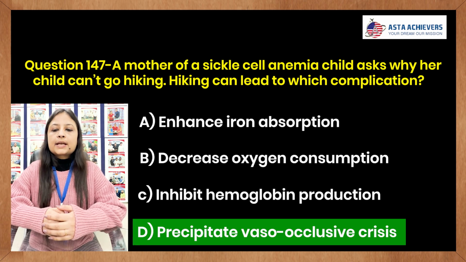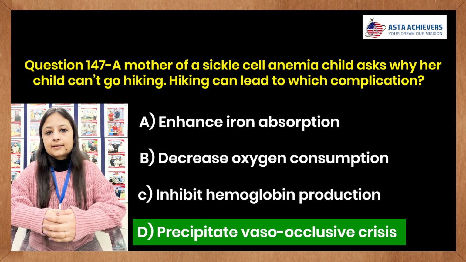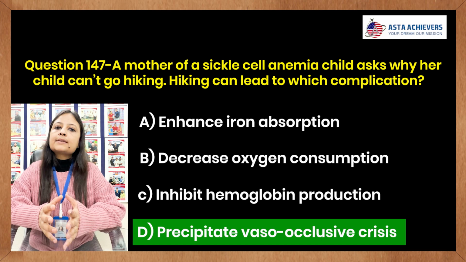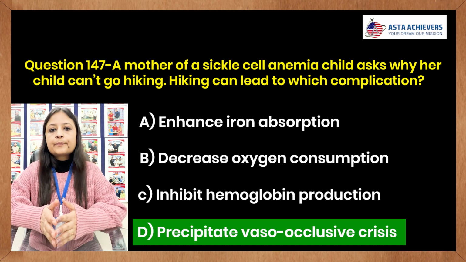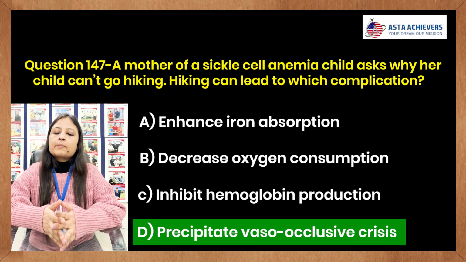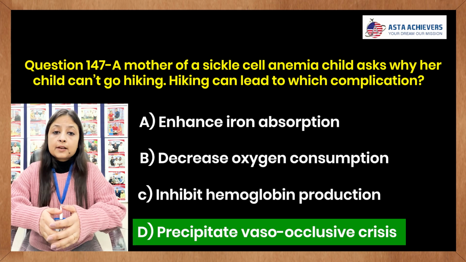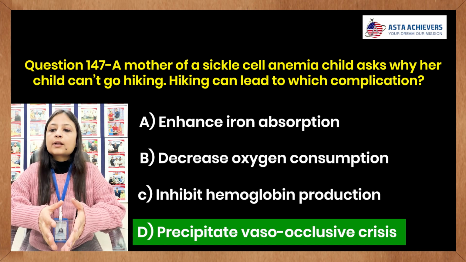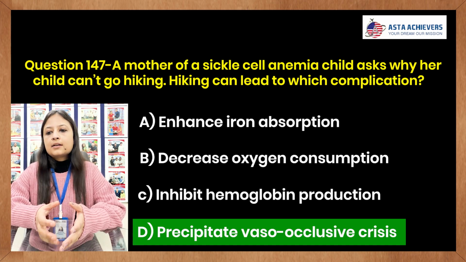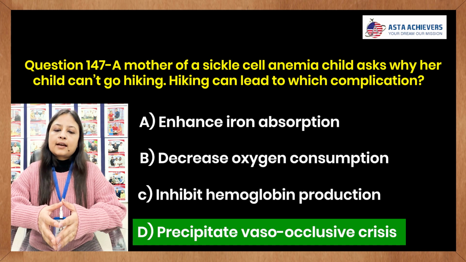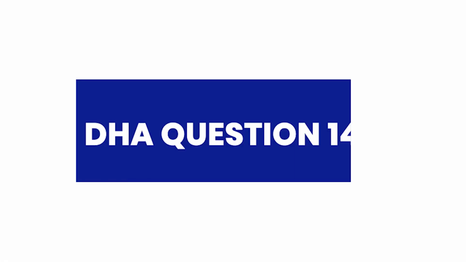So option D, precipitate the vaso-occlusive crisis is correct answer, because the sickle cell anemia is a severe inherited blood disorder where the red blood cell, normally round and the flexible, become stiff and sickle shape and blocking the blood flow and precipitate the vaso-occlusive crisis and or sickle cell crisis.